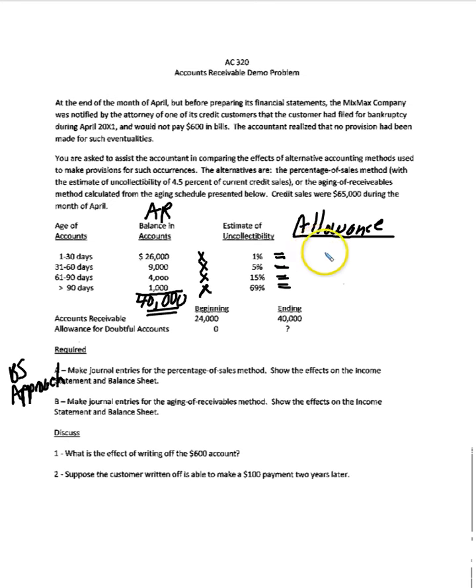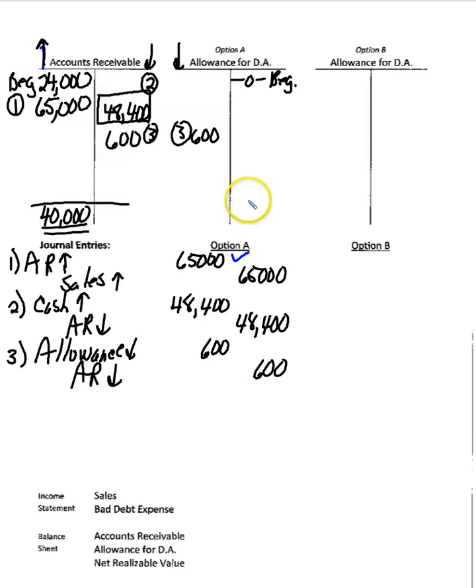So, 26,000 times 1%, 260. 9,000 times 4% is 450. 4,000 times 15% is 600. And then 1,000 times 69% is 690. Okay, then let's add those all up, and we'll get $2,000. So we go through all of that to determine, according to our estimate, the balance in the allowance account needs to be $2,000, okay? So what we just determined is that if we use the balance sheet approach, we just estimated what should be the balance in the allowance account.